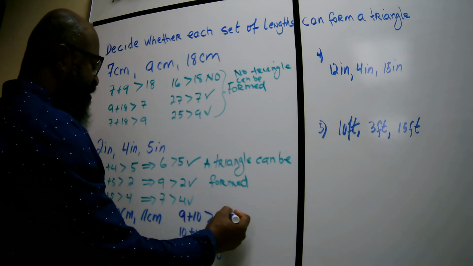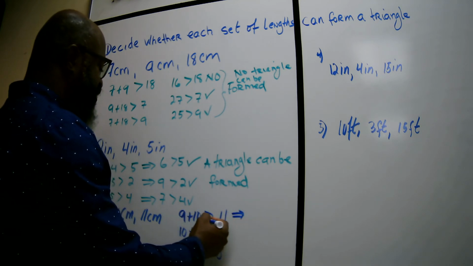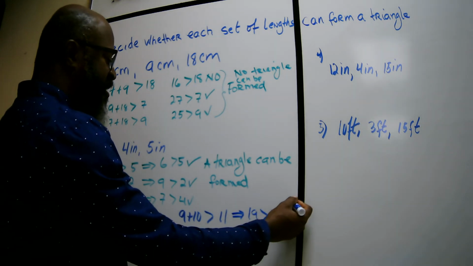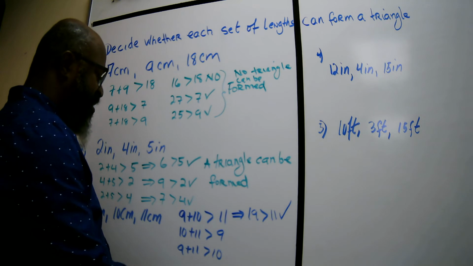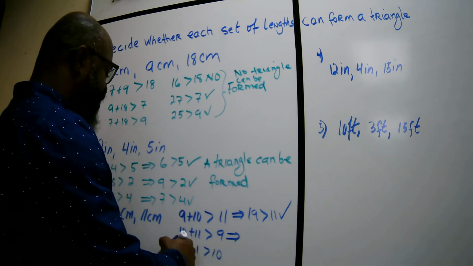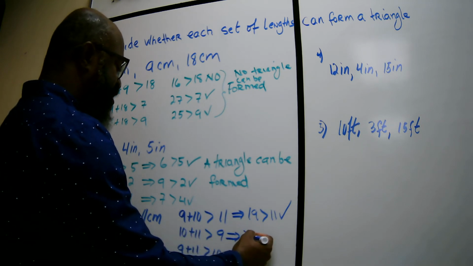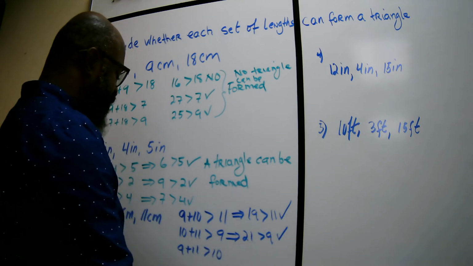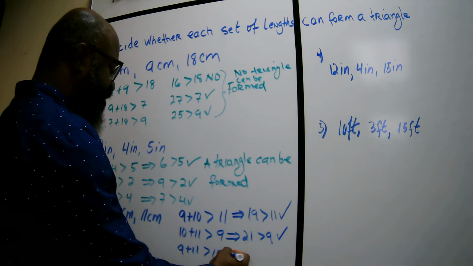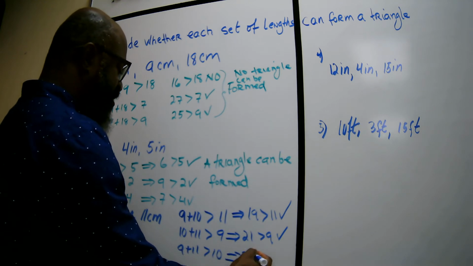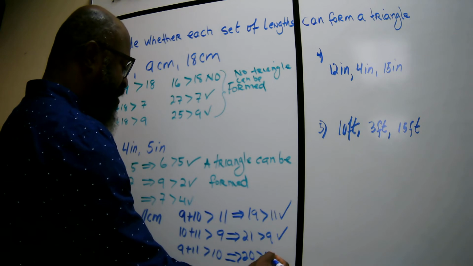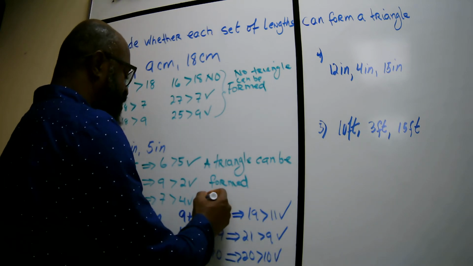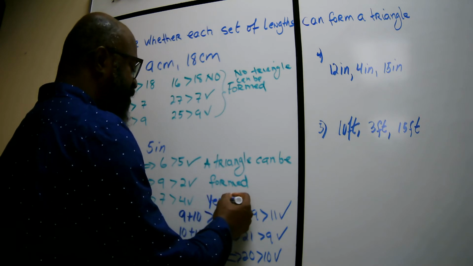So 10 plus 9 is 19. Is 19 greater than 11? That's a yes. That's promising. You can continue. 10 plus 11 is 21. Is 21 greater than 9? That's a yes. And 9 plus 11 is 20. Is 20 greater than 10? That's a yes. You get your 3 yeses in this case. Yes, a triangle can be formed.